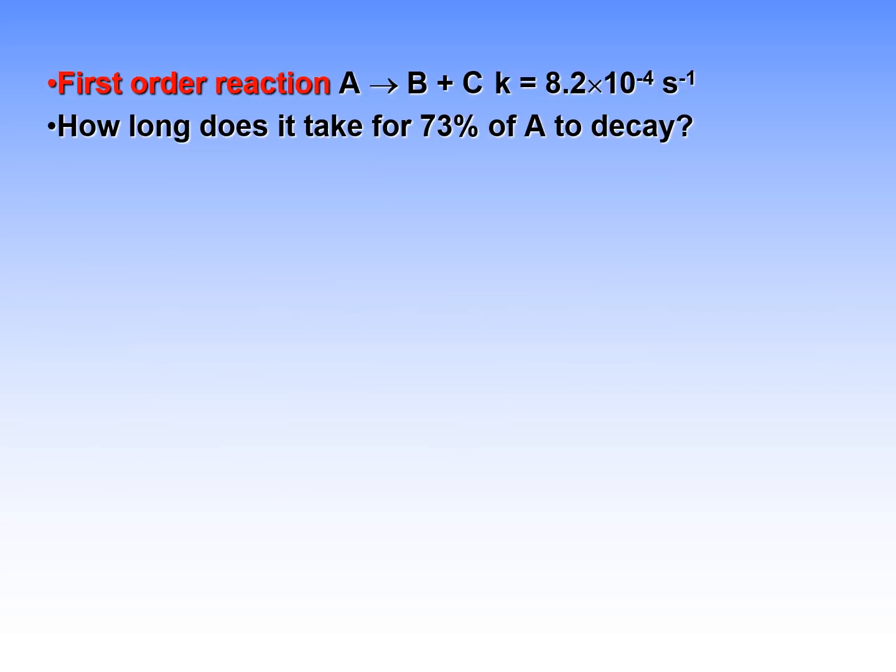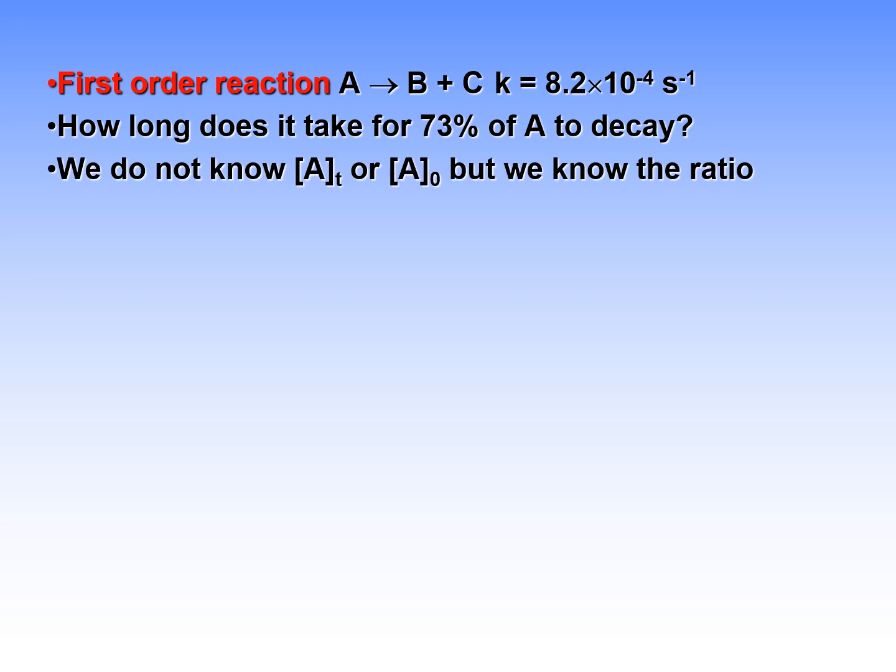How long does it take for 73% of A to decay? All right. Now, this is a little bit of a trickier problem. We do not know A_t or A naught in this case, but we know the ratio of them to each other. We want to know A_t, when we know that A_t is equal to A naught times some decimal based on this percentage.